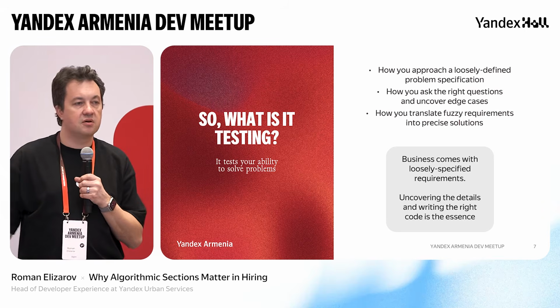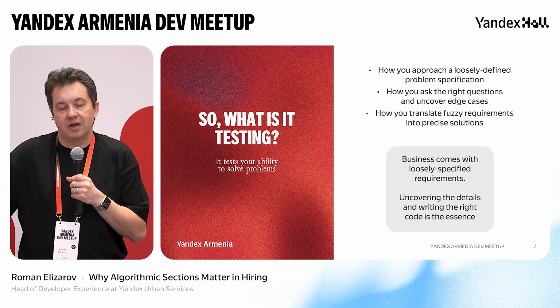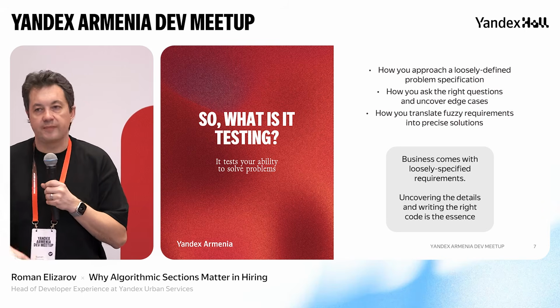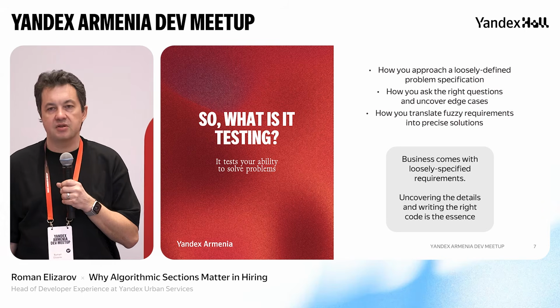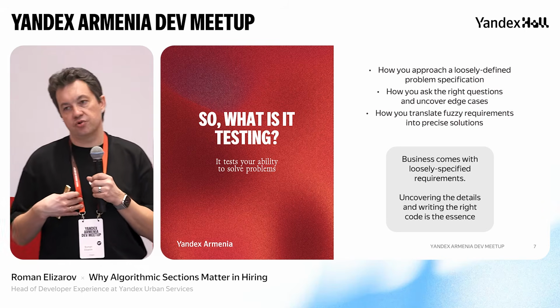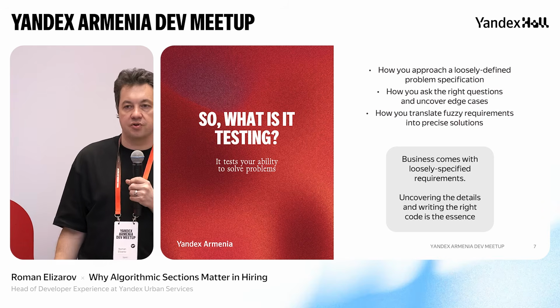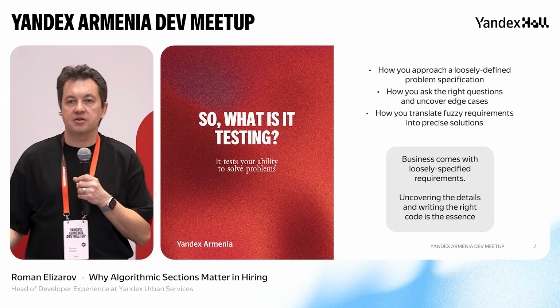Business at our workplace, and in every business, always comes with some non-clearly spelled out requirements. It's our job as software engineers to figure out what the actual engineering constraints are, what the actual bottlenecks are, what the actual corner cases are, and turn it into precisely implemented software. And that's exactly what we test: how good we are at this specific job of a software engineer.